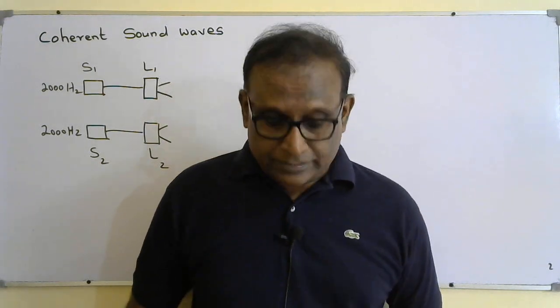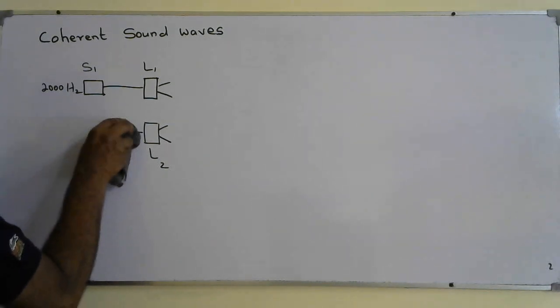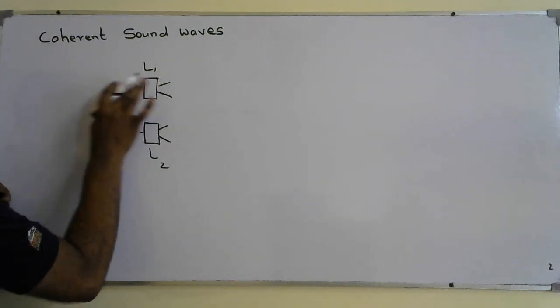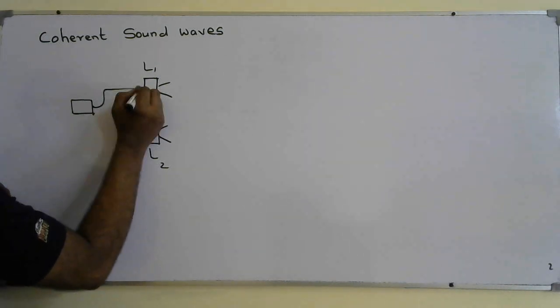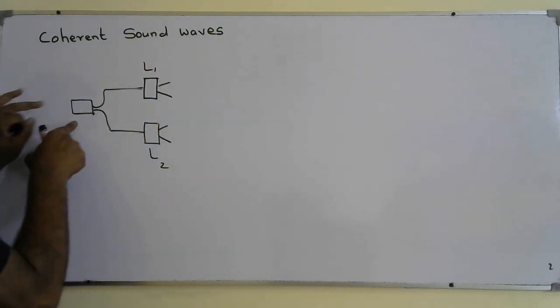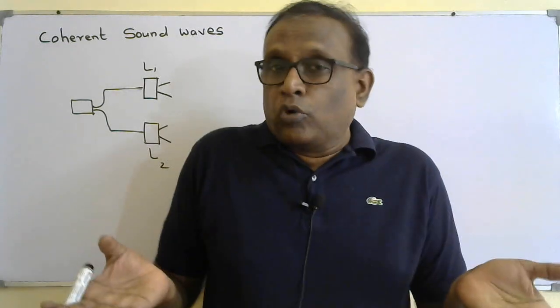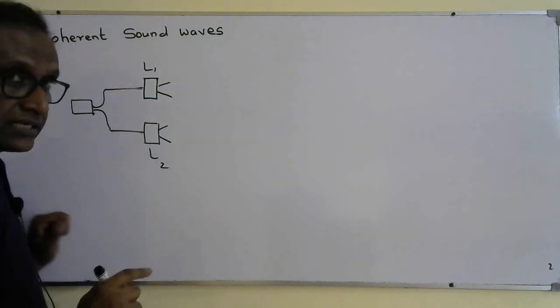So to avoid this problem, what should we do? We should connect both loudspeakers to the same signal generator. This loudspeaker gets the AC signal from the signal generator, and L2 is also getting it from the same signal generator. So both have the same frequency, 2000 hertz.